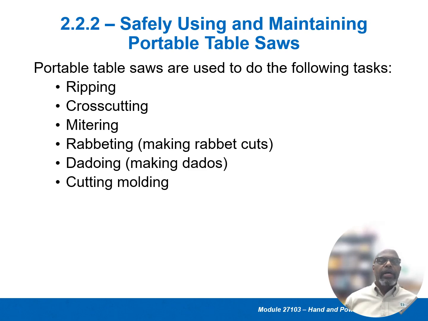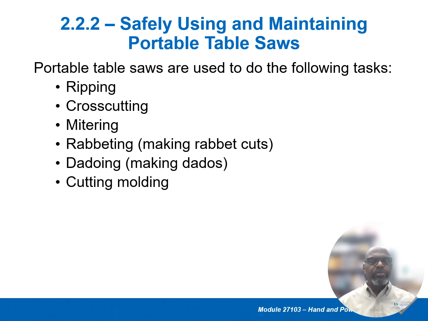So, using and maintaining portable table saws safely. Portable table saws are used to do the following tasks: ripping, cross-cutting, mitering, rabbeting, and rabbeting is making rapid cuts. Rapid cuts are usually larger cuts. Dado making and cutting moldings. So here's again using a saw safely.